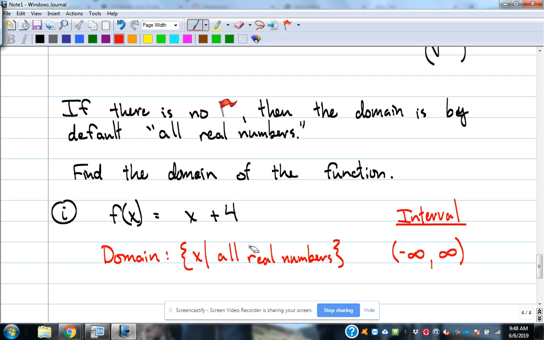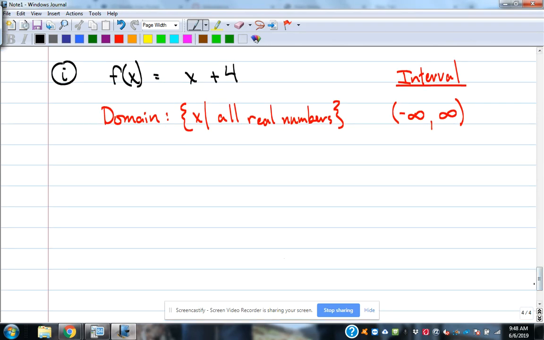Some people are really comfortable with this way of writing it and eventually catch on to this. Some people really just catch on to this really fast and like writing it in interval notation better. Got to be able to do both though. All right, so let's look at another problem.